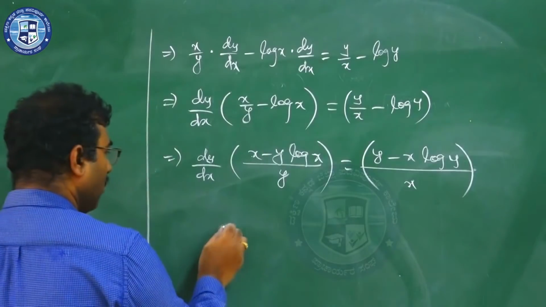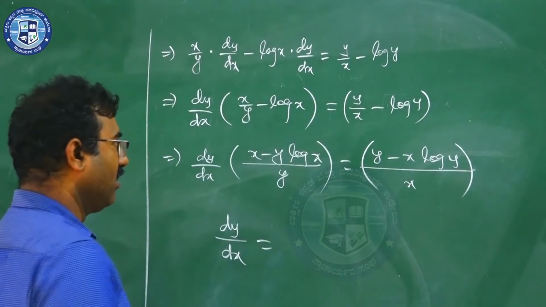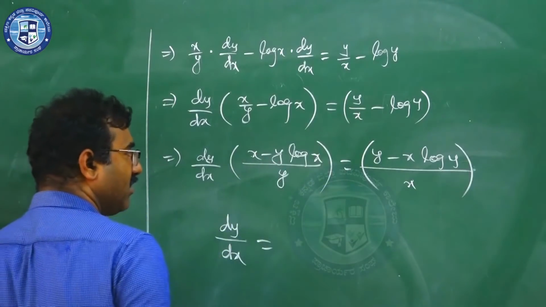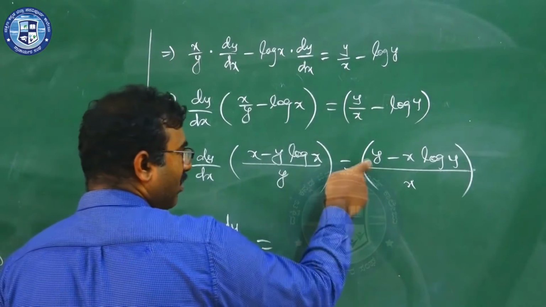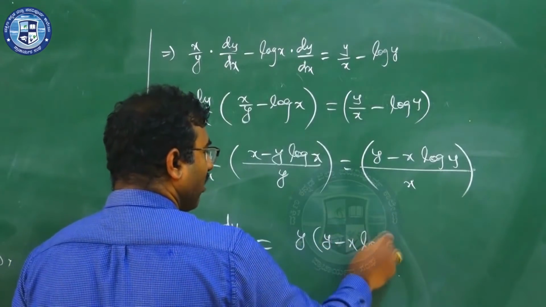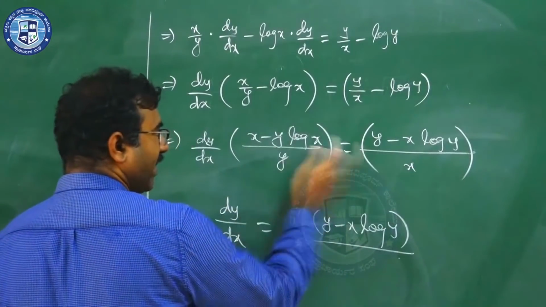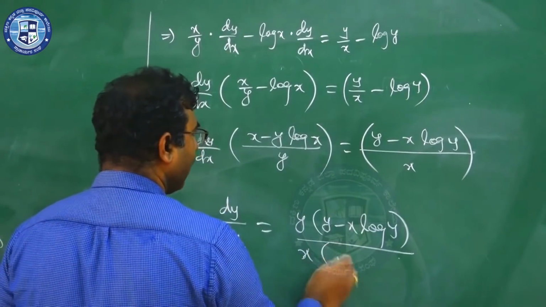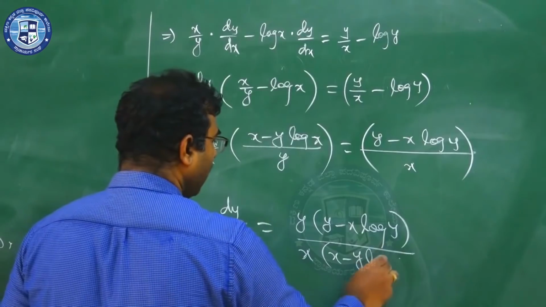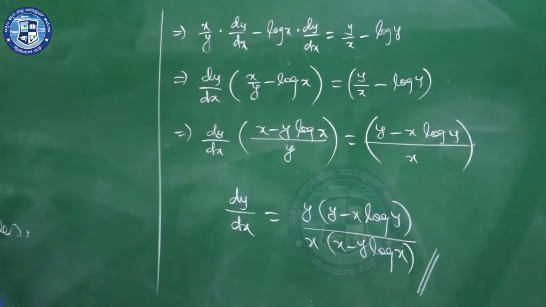So dy by dx becomes what now? Take this term to the other side, so the denominator will go to the numerator there. So y into (y minus x log y), divided by x into, this numerator will go to the other side as denominator, (x minus y log x). Okay, this is what we get as the answer.